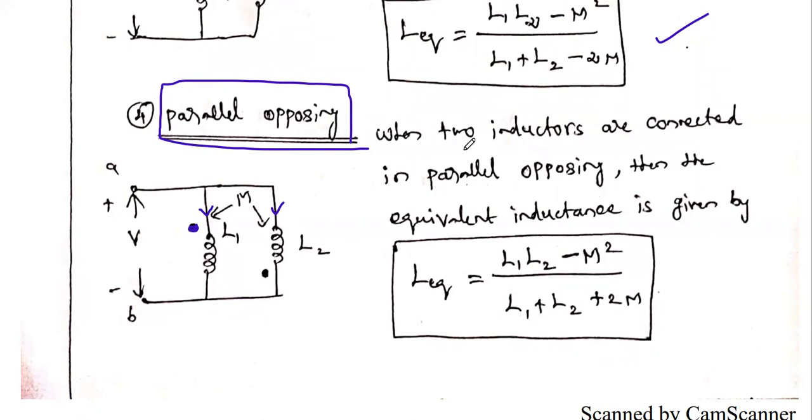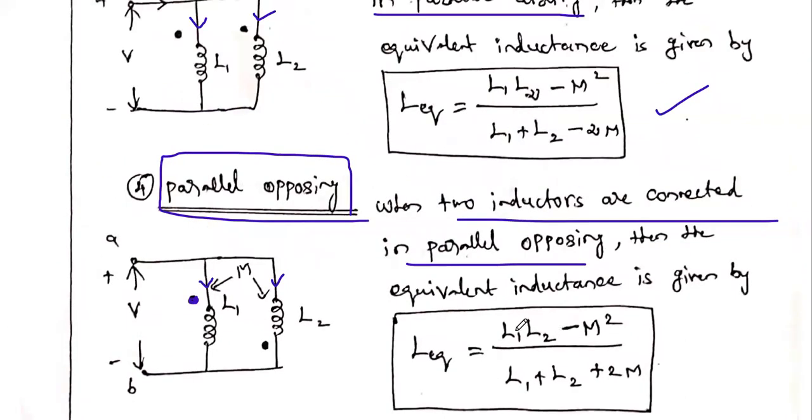When two inductors are connected in parallel opposing, the equivalent inductance of such a connection is given by L equivalent equal to (L1 L2 minus M squared) divided by (L1 plus L2 plus 2M). This is the answer. Compare these two equations: the numerator remains the same in both cases, L1 L2 minus M squared. In the denominator, if it is parallel aiding, L1 plus L2 minus 2M; if it is parallel opposing, L1 plus L2 plus 2M. This is the difference.